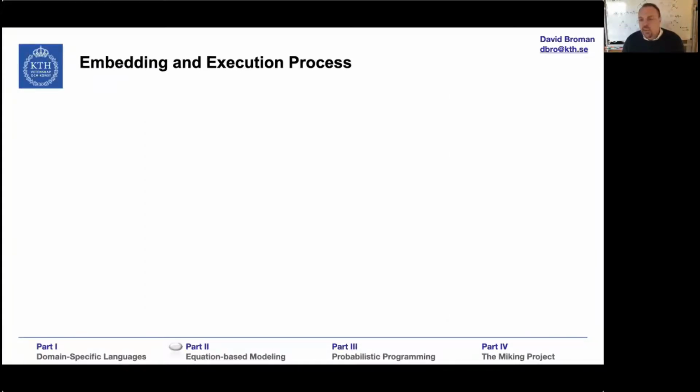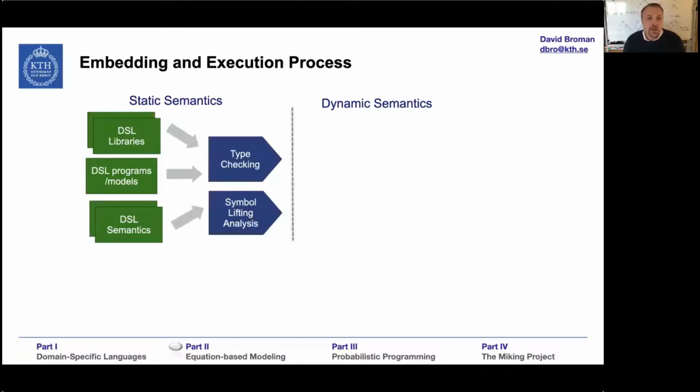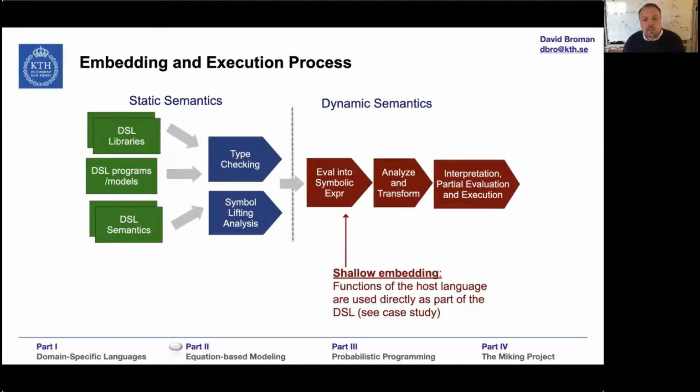how do we do this? What is actually under the hood going on here? Well, there are some static and dynamic semantics of a system. You have DSLs, libraries where you compose together and models. And you have type checking and other kind of mechanisms you can do at compile time. And then at runtime, you do different kinds of analysis and then interpret or compile and run the model in the end. So in this kind of DSLs, you're actually doing numerical approximation using some implicit or explicit solver in the end. And you can think about that parts can be done in shallow embedding.